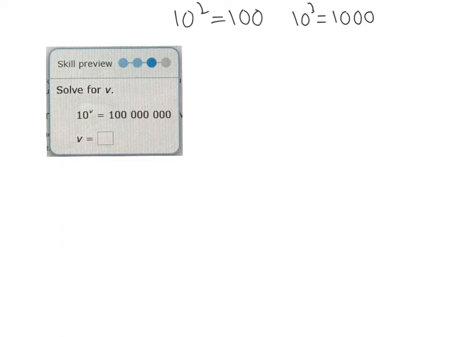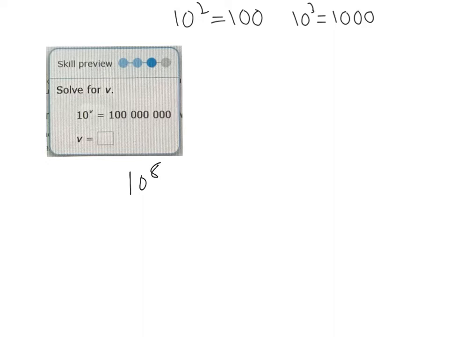So this one looks a bit scarier because it's so big. But it's asking the same thing. Solve for v, 10 to the power of v equals 100 million. So I'm going to get you to think back to the examples we just looked at. I noticed that 10 to the power of 2 has two zeros. 10 to the power of 3, we end up with three zeros. So I bet this is going to be 1, 2, 3, 4, 5, 6, 7, 8. I bet it's going to be 10 to the power of 8.